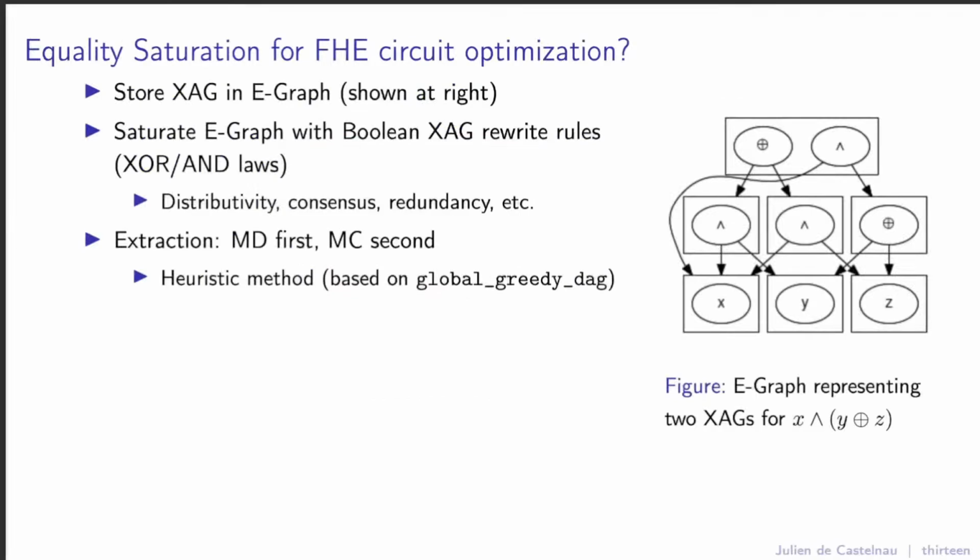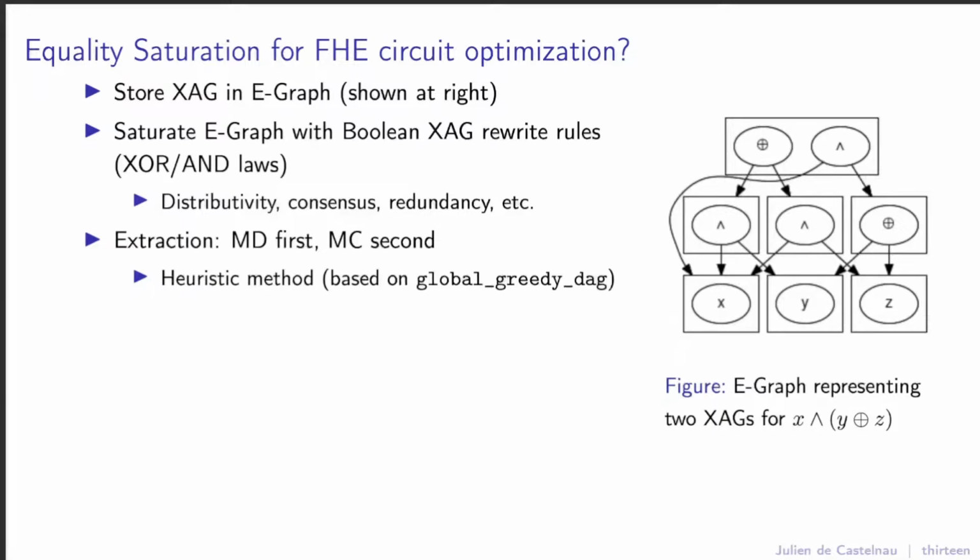So in light of these experiments, we consider equality saturation as a means to optimize FHE circuits. We store the XAG in an EGRAPH, like the graph at the right shows. So the two nodes at the root represent the two ways the expression x and y, x or z can be written by factoring it. And then we saturate the EGRAPH using standard Boolean XAG rewriting rules over XOR and AND, like distributivity, consensus, redundancy, etc.